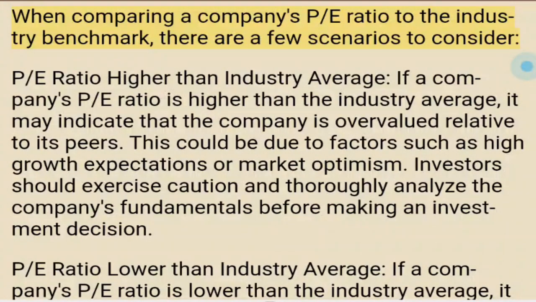When comparing a company's P/E ratio to the industry benchmark, there are a few scenarios to consider. P/E ratio higher than industry average. If a company's P/E ratio is higher than the industry average, it may indicate that the company is overvalued relative to its peers. This could be due to factors such as high growth expectations or market optimism.